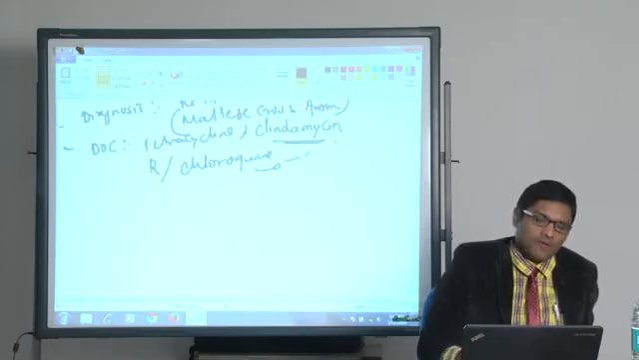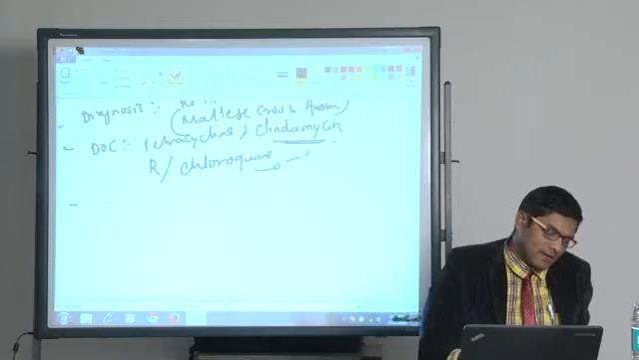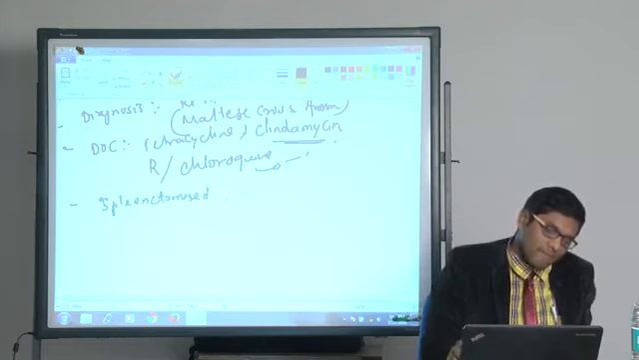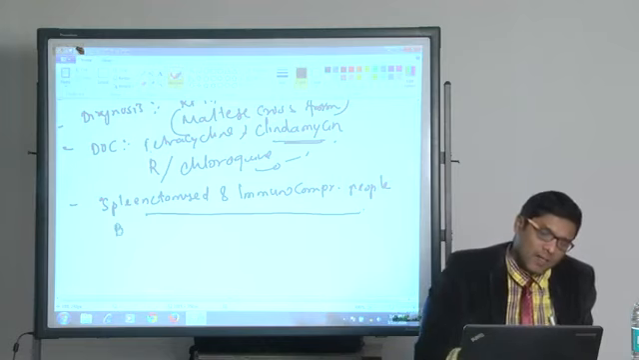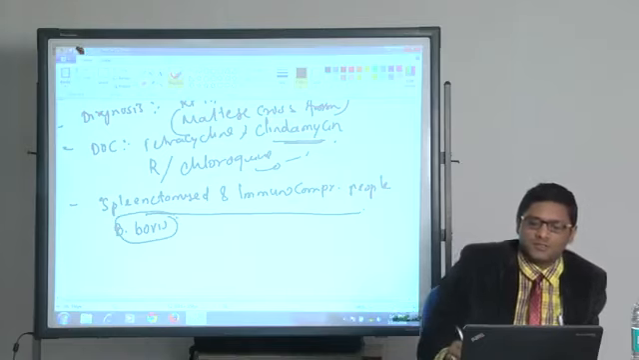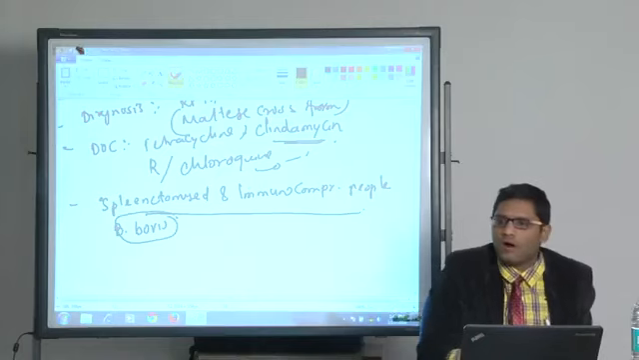Okay, and the other difference is, they say that it is more important in splenectomized and immunocompromised individuals. This is the risk factor. Splenectomized and immunocompromised individuals, especially Babesia bovis, is a species which usually affects the splenectomized and immunocompromised individuals.